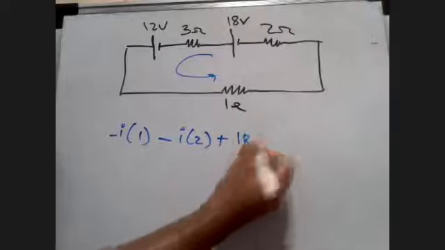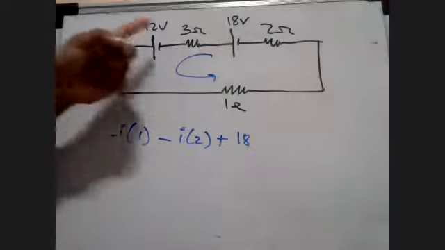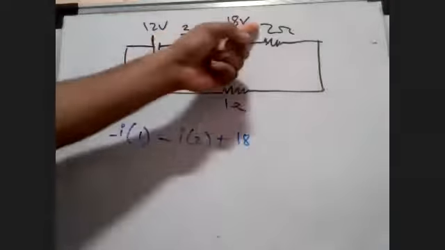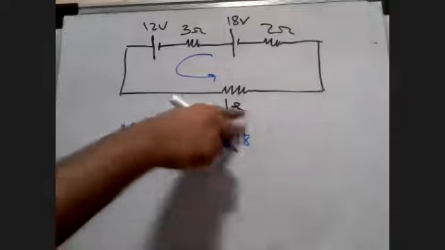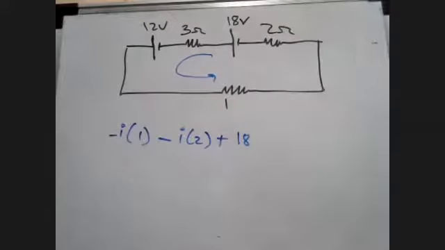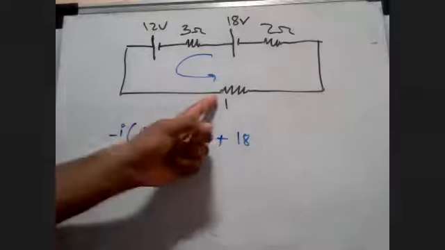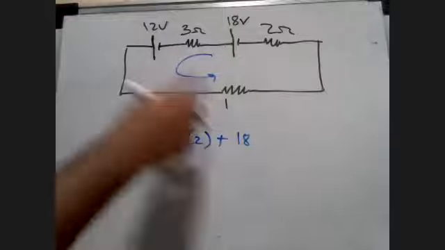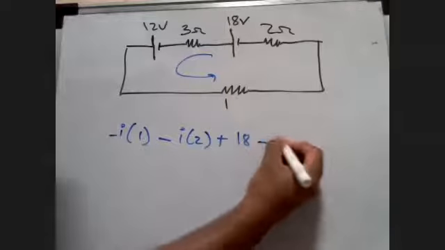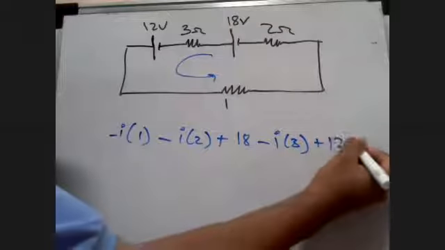Sir, you have taken that resistor to be 12 ohms. Where? This is 12 volts, this is 3 ohms, 18 volts. No, sir. This was 12 or 1. Which one? This one? This is 1. Sorry, 1. Okay. So minus I times 1 minus I into 2 plus 18 minus I times 3 plus 12 equal to 0.